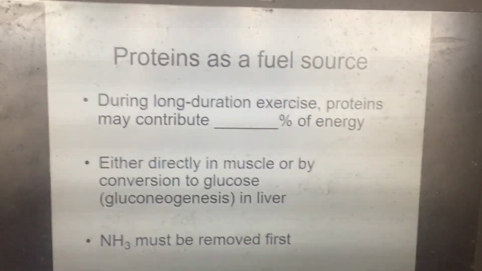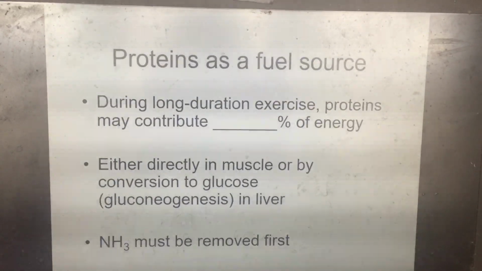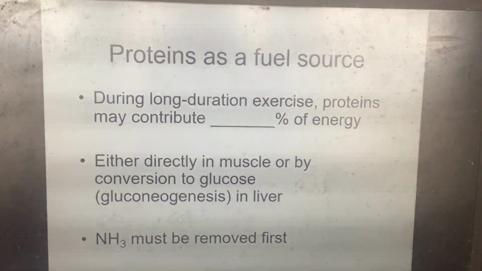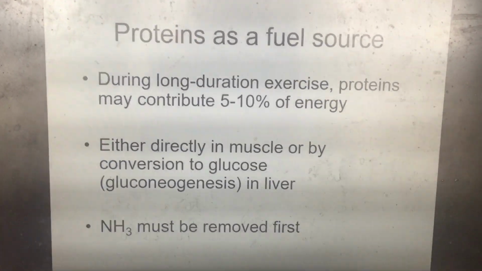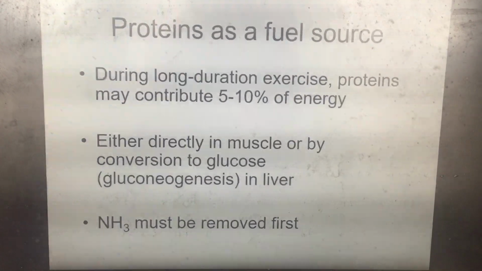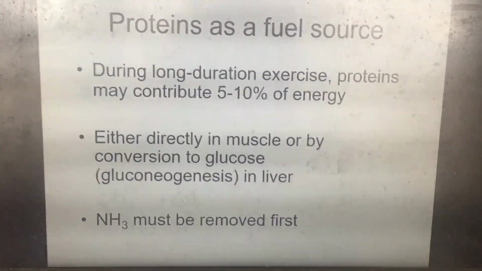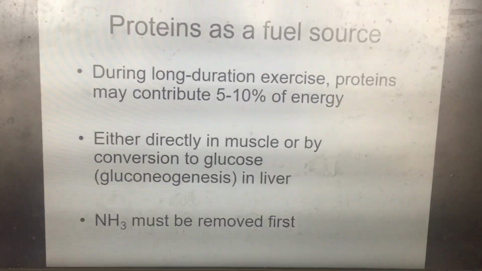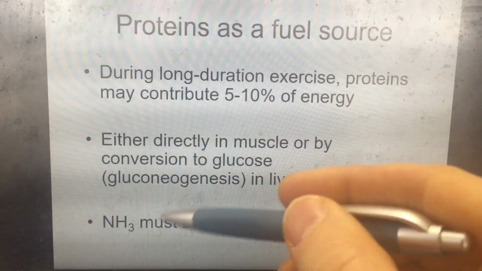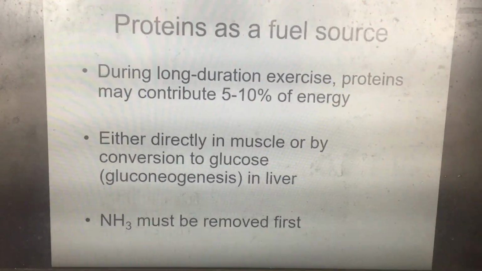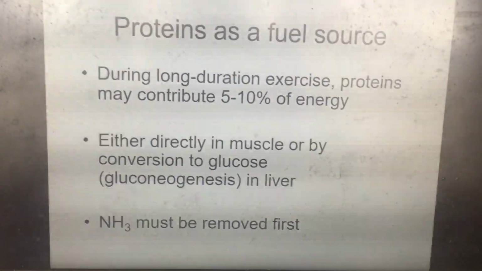So the key here is that you have to break down proteins if you're going to be using them as a fuel source. And they do contribute to about 5 to 10% of your energy during long duration exercise, either directly in muscle or by conversion to glucose in the liver. The key is that amine group, the NH3, has to be removed first. So it has to be removed and then it has to be gotten rid of some way, because when this is floating around in the muscle, it tends to be toxic for the muscle.